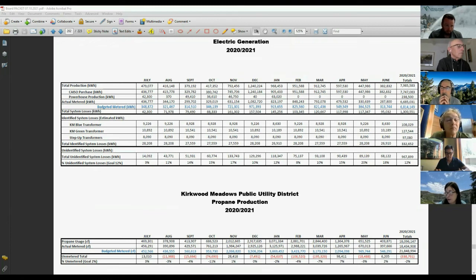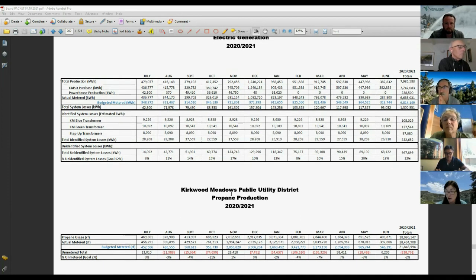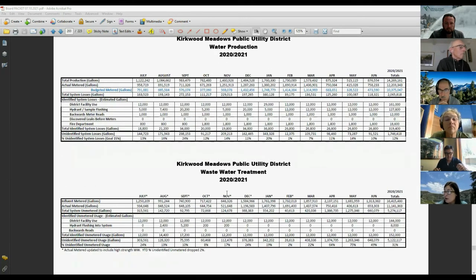Looking at propane, we did see a positive loss in June of 2%. We ended the year at a slight negative 2% loss, and that's due to changes in temperature and volume because of the gas to liquid transition that we see in propane. If we look over to water, as far as losses go, the month of June, we saw an unidentified loss of 10%, bringing us to 12% for the year, slightly under our goal of 15%.